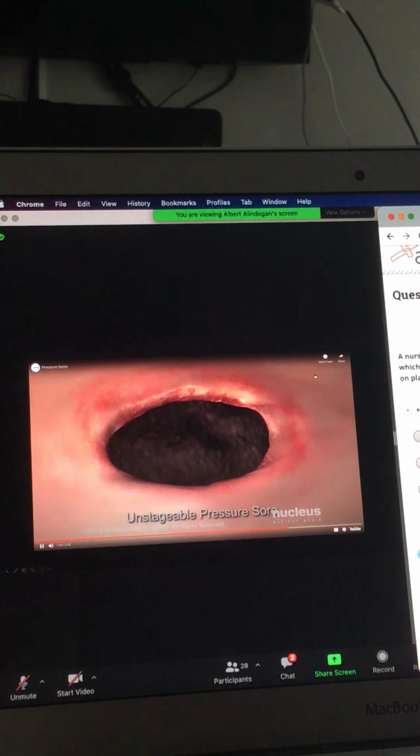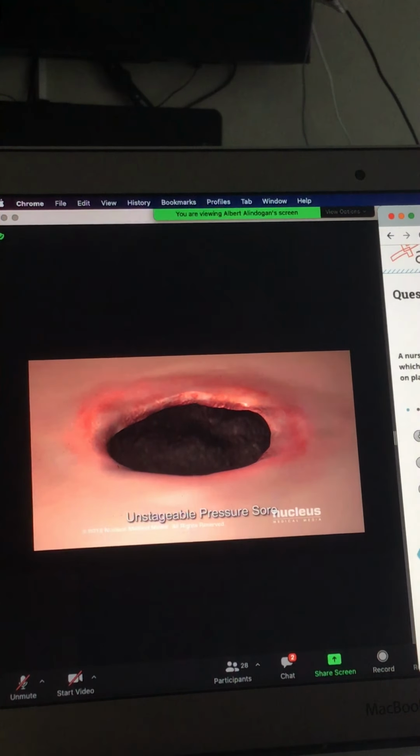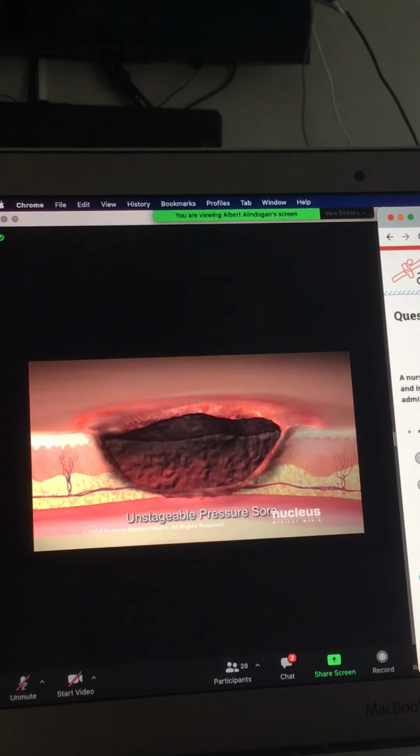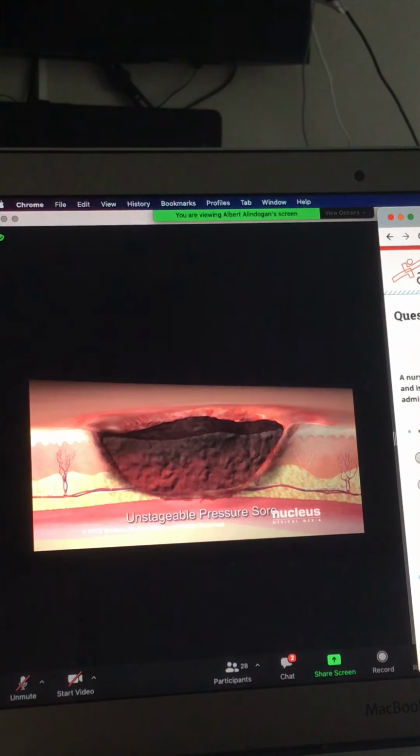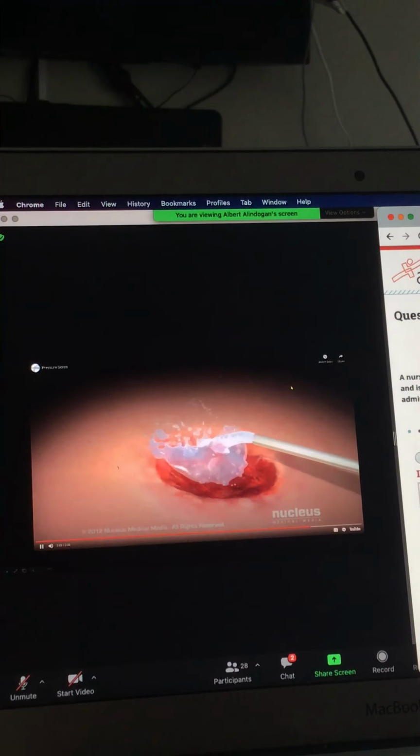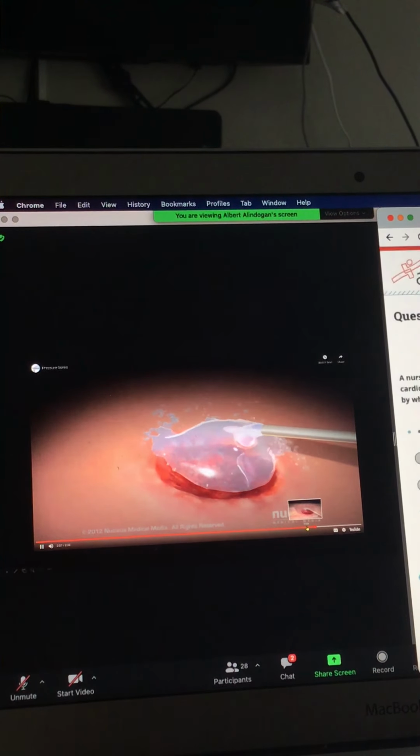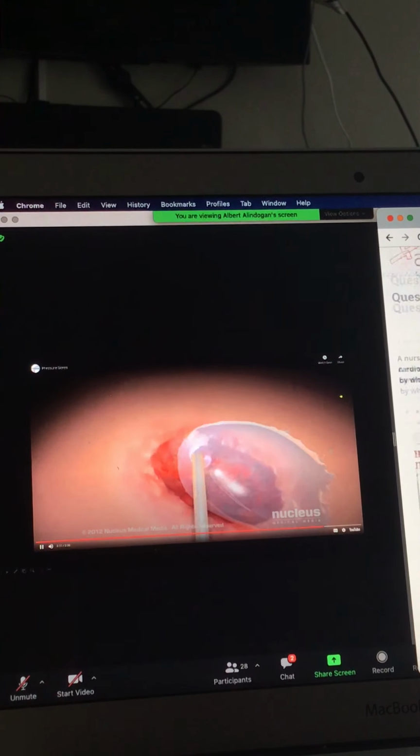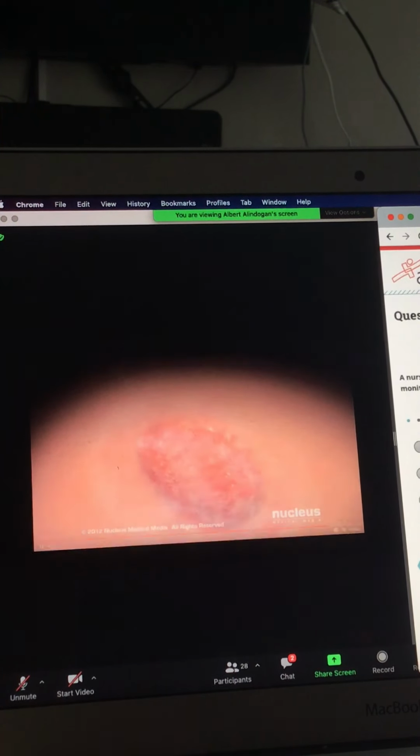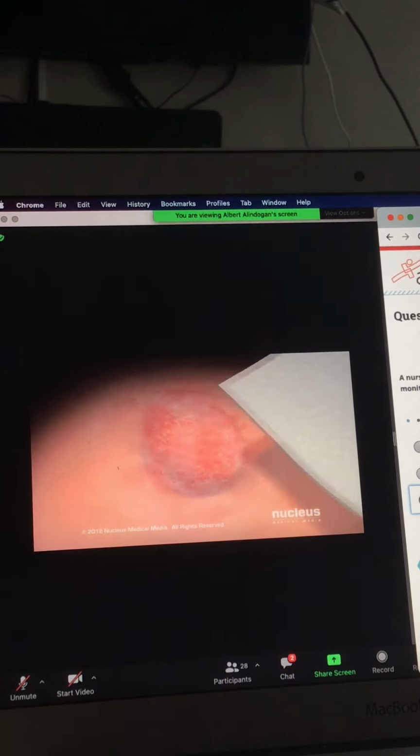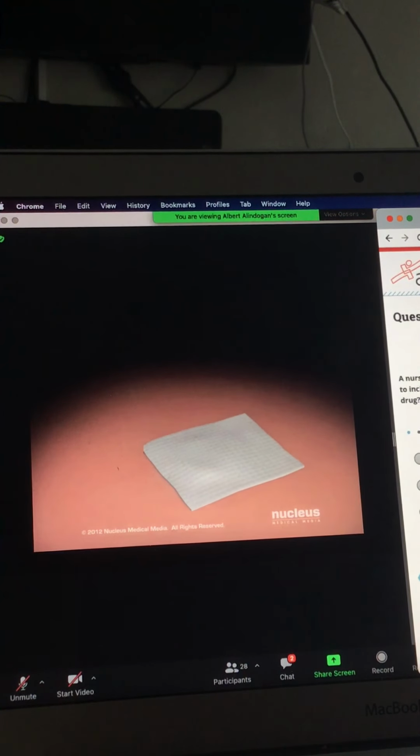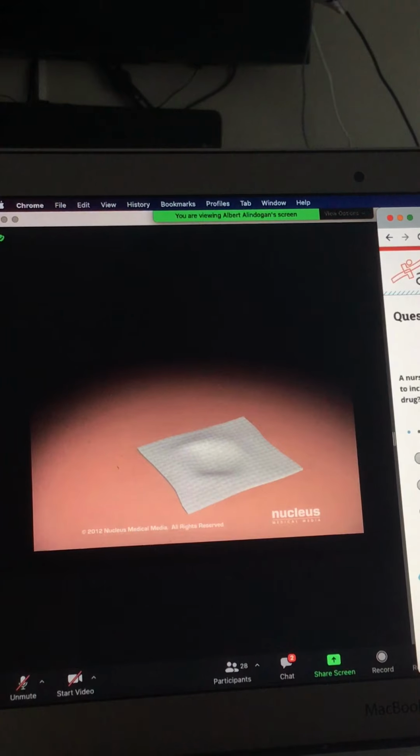An unstageable ulcer is a full thickness loss of tissue. However, the amount of tissue loss cannot be determined because the ulcer is covered by dead tissue. To prevent infection in your pressure sore, your doctor will clean your wound using water and a mild soap or saline solution. If your wound is severe, your doctor will debride or surgically remove the dead tissue from the pressure sore. To protect and hydrate your wound, your doctor may cover it with a specialized bandage.